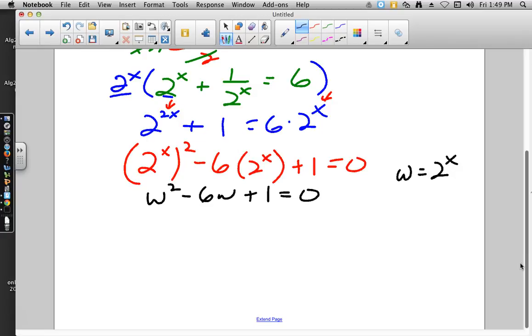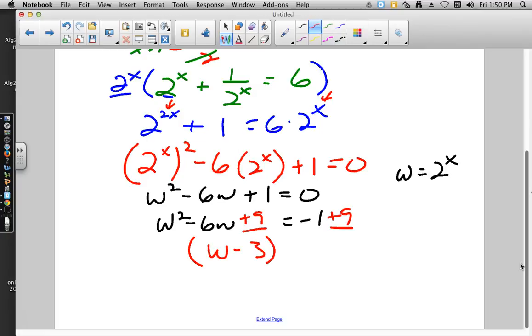Again, not factorable. There are not two numbers that multiply to 1 and add to negative 6. So we will complete the square. And we have a negative 6 in the b position. B divided by 2 will be negative 3. Negative 3 squared is 9. So we'll add 9 to both sides. That makes this a perfect square trinomial. And we have w minus 3 squared equals 8.